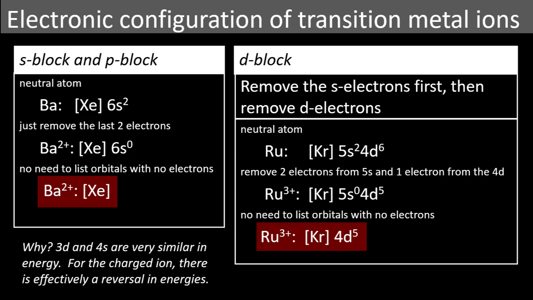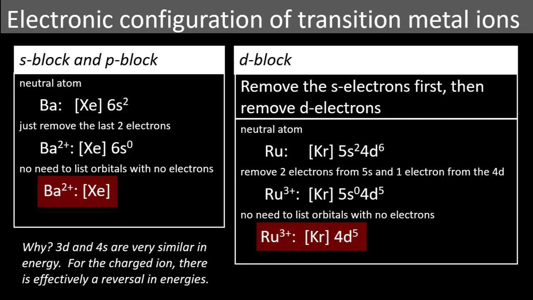Ruthenium is a second row transition metal. It's in group 8, below iron and above osmium. That means it has 8 valence electrons. In fact, the electronic configuration of the neutral atom is a krypton core followed by 5s2, 4d6. Now, as a trication, ruthenium 3+ has lost 3 electrons. But for us to get the right electronic configuration for this ion, we must remove the 2 electrons from the 5s orbital first, and then remove 1 more electron from the 4d orbitals. This will leave us with a 4d5 outer electronic configuration for ruthenium 3+.